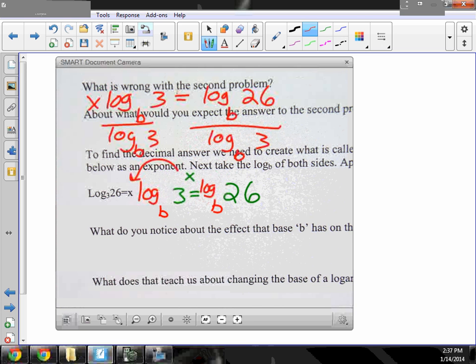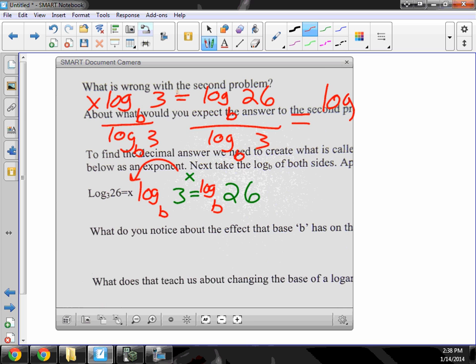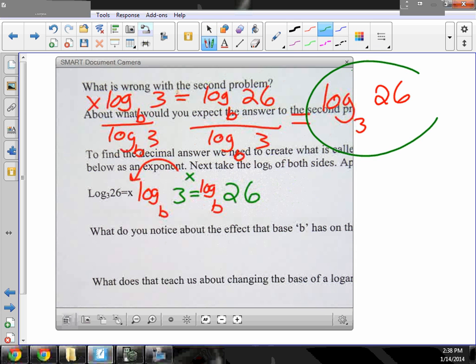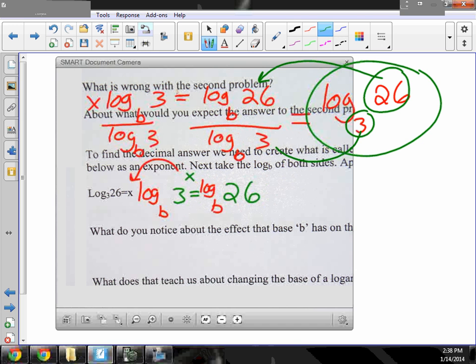No. As long as it's the same on the top and the bottom. So the original problem was log base 3 of 26. This is claiming I can take any logarithm I want and change it into a different base by taking the 26 and putting it on top, and the 3 and putting it on bottom, and I can pick my own base.